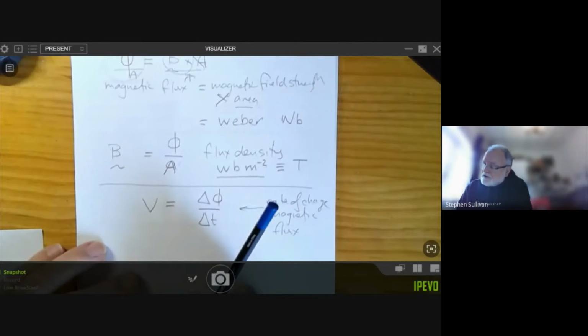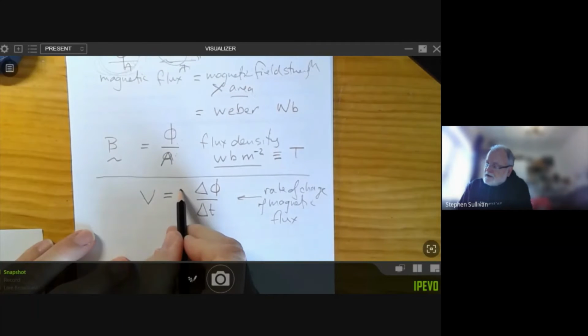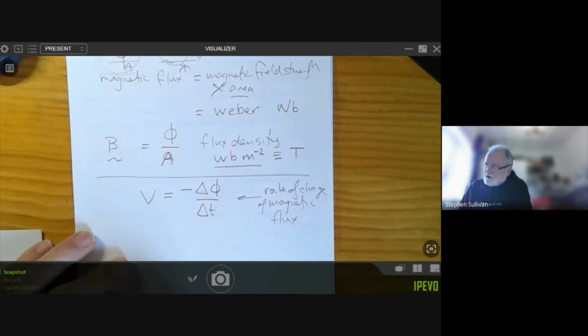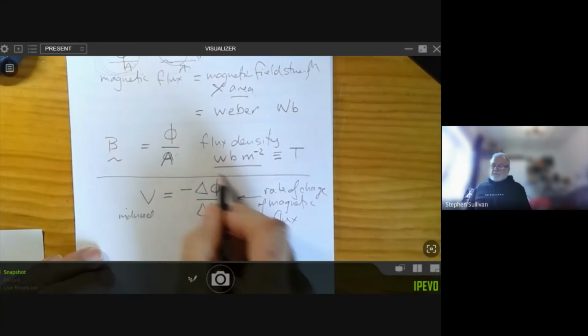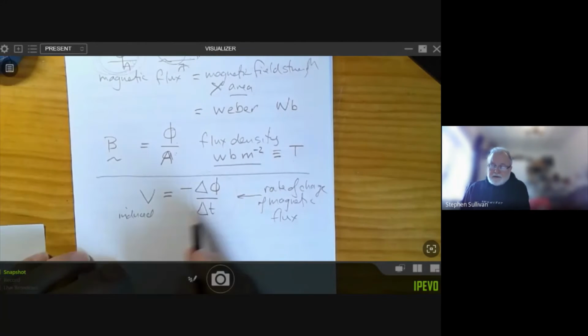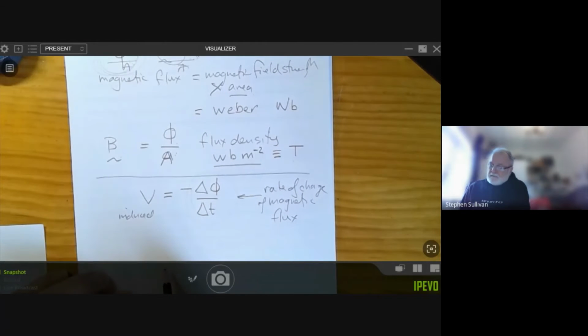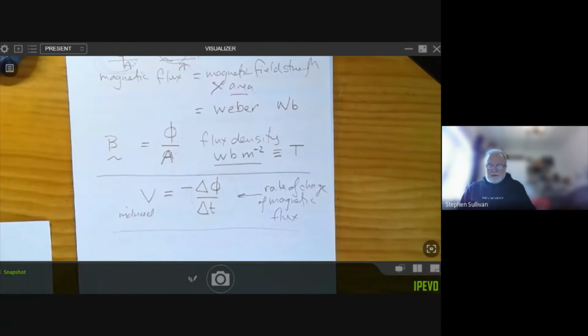That's why flux is important, more important than magnetic field strength. And because it's an induced voltage, it'll be opposite to the applied voltage. So we have a little negative sign in there as well. So the induced voltage is equal to the negative rate of change of flux. We can show that if we want to, but you can look it up yourself somewhere. So let's have a look at a problem then.